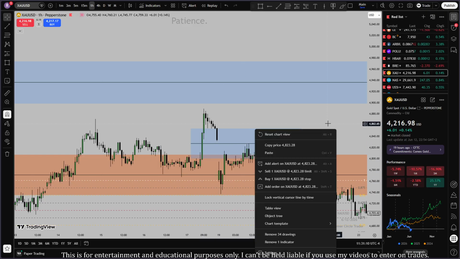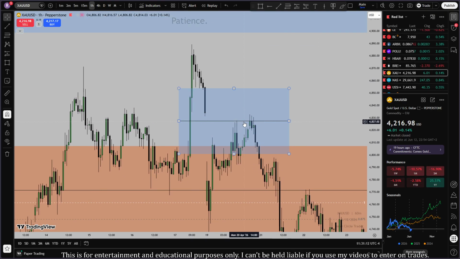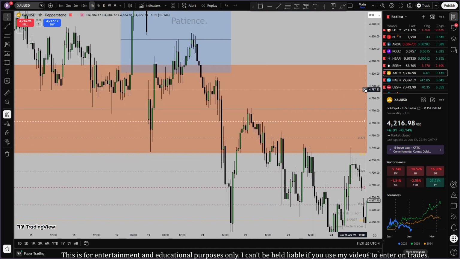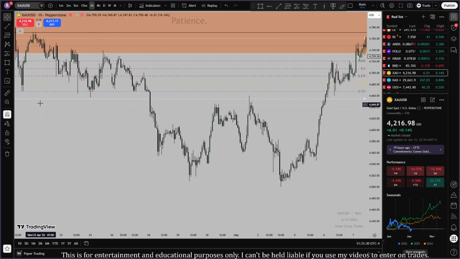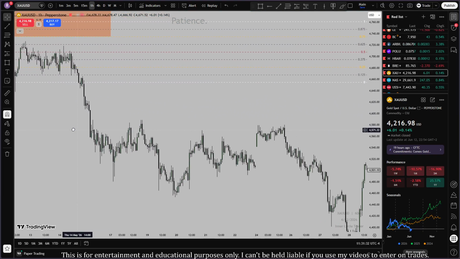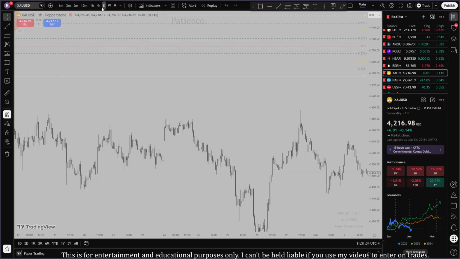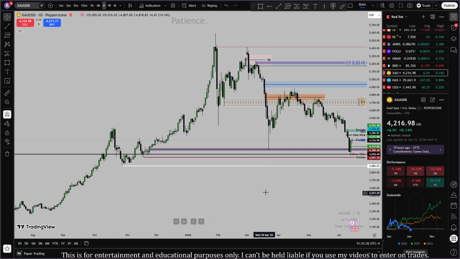Couldn't get above CE, consequent encroachment. You can see body closure right there. Full gap closure. They tapped it right to the wick in this range, right? And then we ran down again. So currently we are looking into a very weird market at the moment. So let's go to the daily.